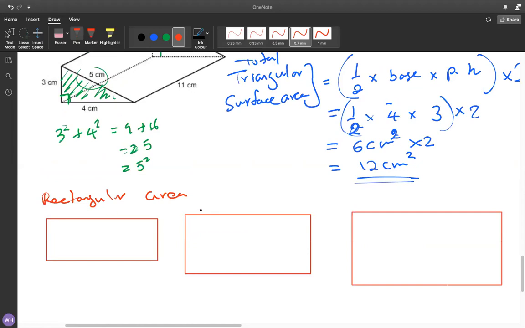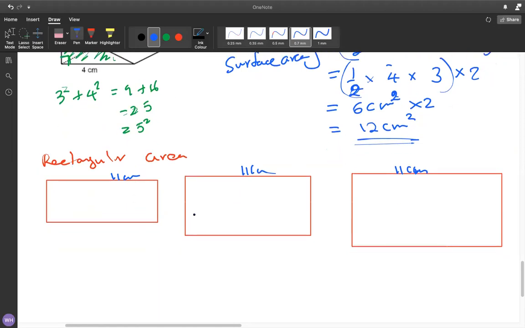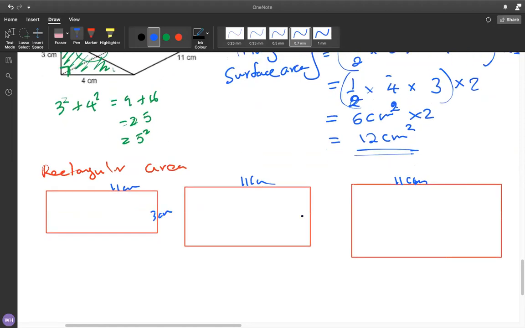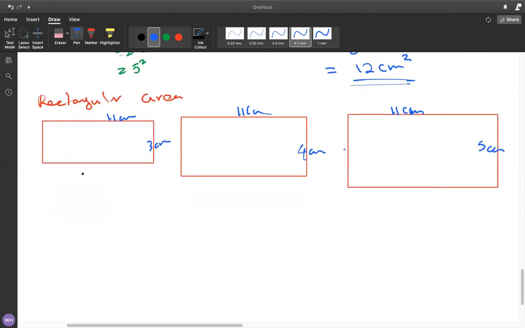All are 11. So let's take another color, right? Blue one is okay. So this is 11 in centimeters. This is also 11 in centimeters, right? Almost all are equal in length, 11 and 11, right? And here this is 3 in centimeters. This is also 3 centimeters. Oh, no. This one 3. Sorry. This is 4 centimeters, while this is how much? 5 centimeters. Right. Now you can find the area separately.